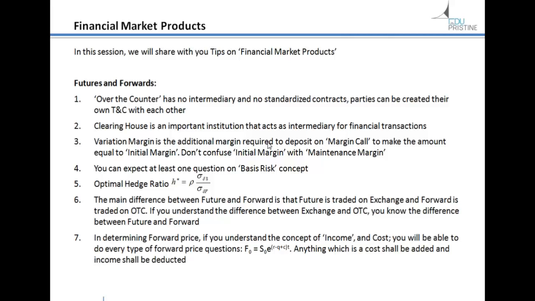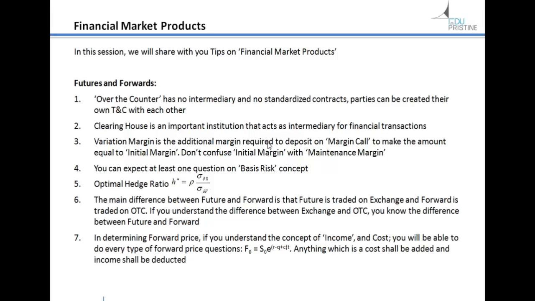They take up the margins, they settle the securities, they settle your derivatives contracts, the pay-in and payouts. Okay. So the variation margin is the additional margin required to be deposited on a margin call to make the amount equal to the initial margin. First of all, when you take a derivative contract, you have to initially deposit some amount with them.